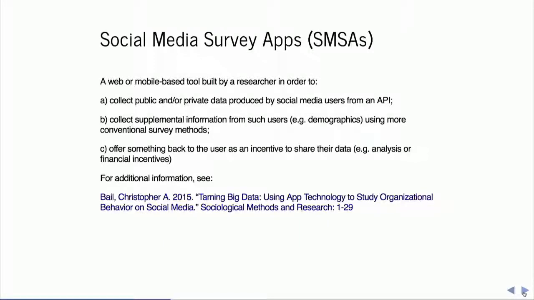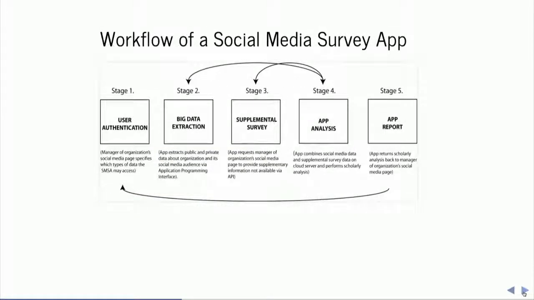So here's a paper linked here that discusses the various advantages of this hybrid strategy. Here is, from the paper, some ideas. We used to call it big data back then. The steps that go into an app analysis: you authenticate with the user, there's some type of big data extraction, there's some type of supplemental data collection, maybe in a survey, there's some type of app analysis, and there's some type of app report that then gets delivered back to the user.